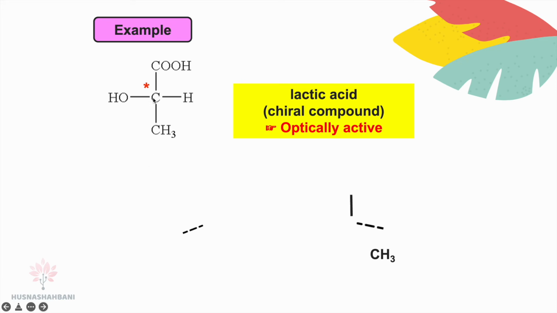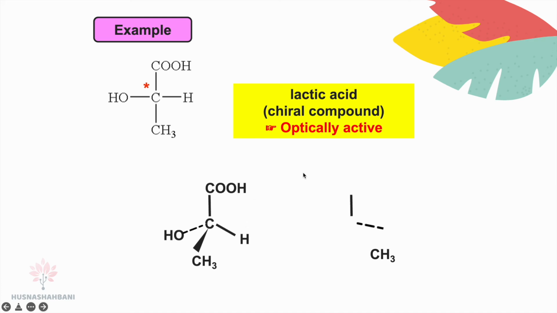So this is the example of a chiral compound. It has a chiral carbon. This is lactic acid, a chiral compound, and it is optically active. We call it a chiral carbon because it is attached to 4 different atoms or groups of atoms. So this carbon is attached to COOH, and it is attached to OH, this one is attached to H, and then the other one is CH3.